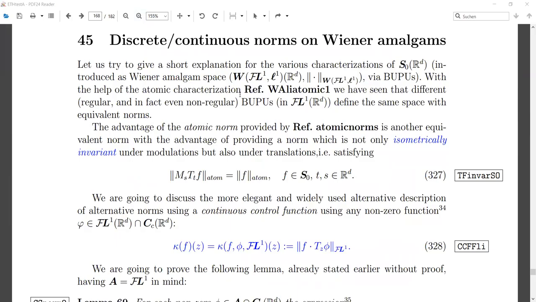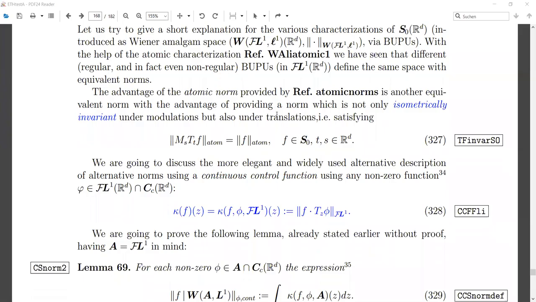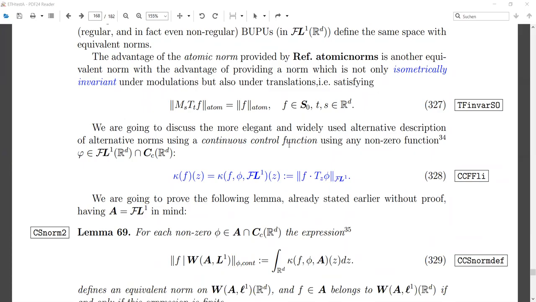Now, maybe at the end of this session, let me remind you, I have written down details of the equivalence between the discrete and the continuous norm, and I will use it in the next unit. I would only try to give you an idea. So what was the idea? One can take, instead of the partition of unity characterization of S0, the continuous norm description. So maybe this is another way to understand S0.